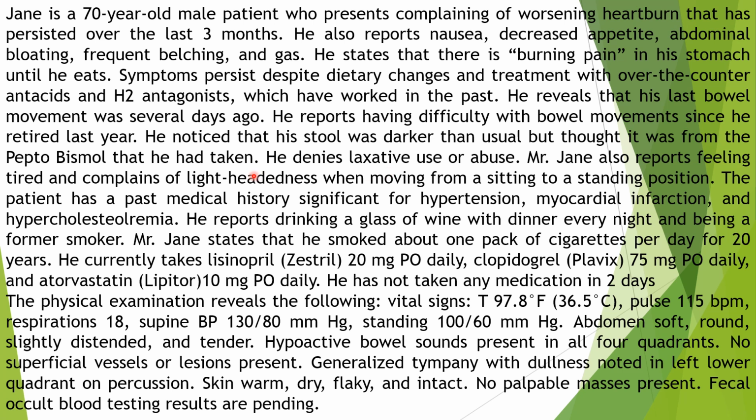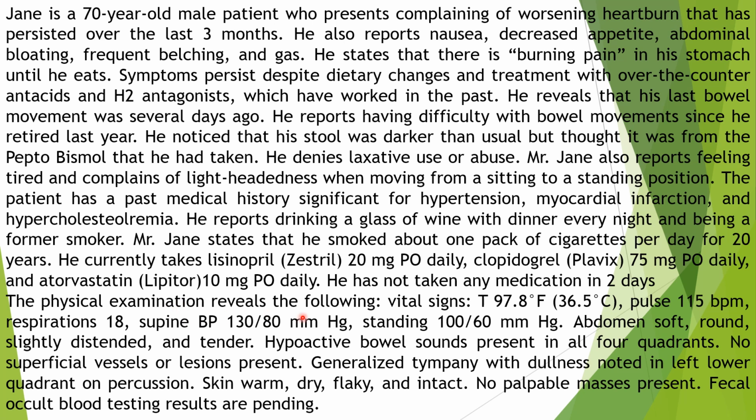The patient has a past medical history significant for hypertension, myocardial infarction, and hypercholesterolemia. He reports drinking a glass of wine with dinner every night and being a former smoker. Mr. Jain states he smoked about 1 pack of cigarettes per day for 20 years. He currently takes lisinopril 20 mg per oral daily, clopidogrel 75 mg per oral daily and atorvastatin 10 mg per oral daily. He has not taken any medication in 2 days.